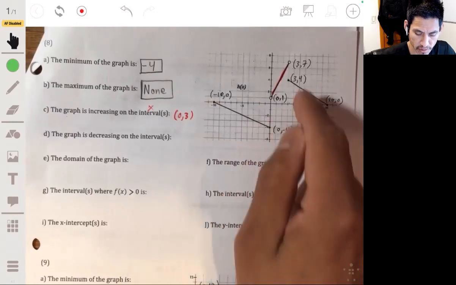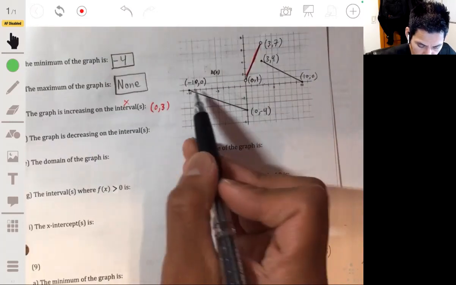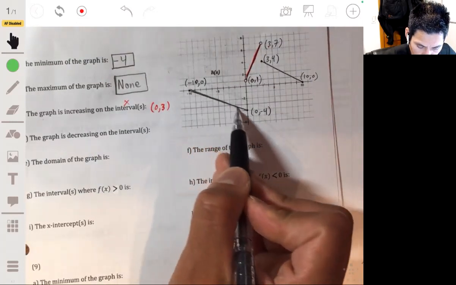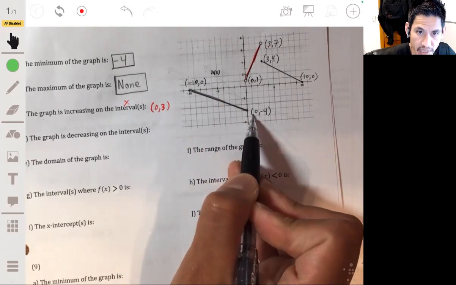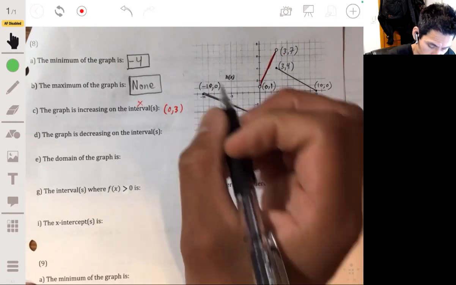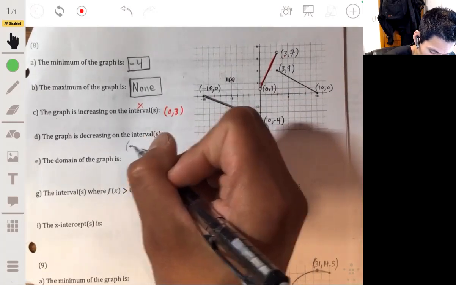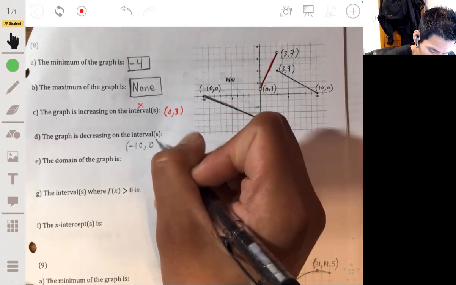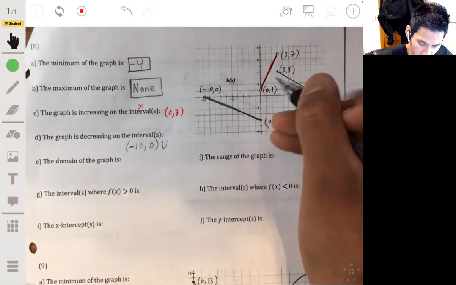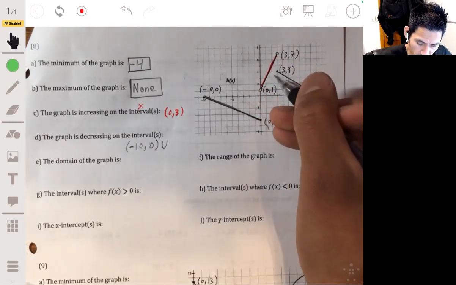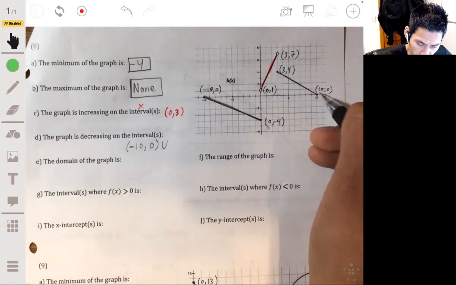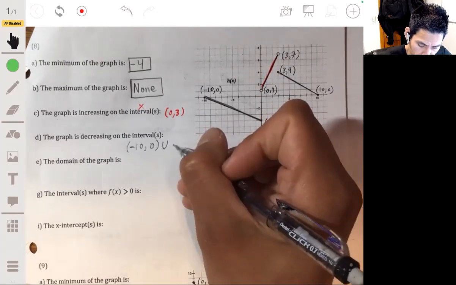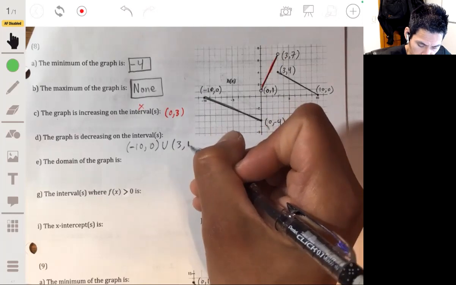Decreasing on these two portions. So in this first interval, the x values start at -10 and end at 0. So parentheses, -10, comma 0. Then we skip this red region and we start up again at 3 and we go to 10. So union 3, comma 10 in parentheses.